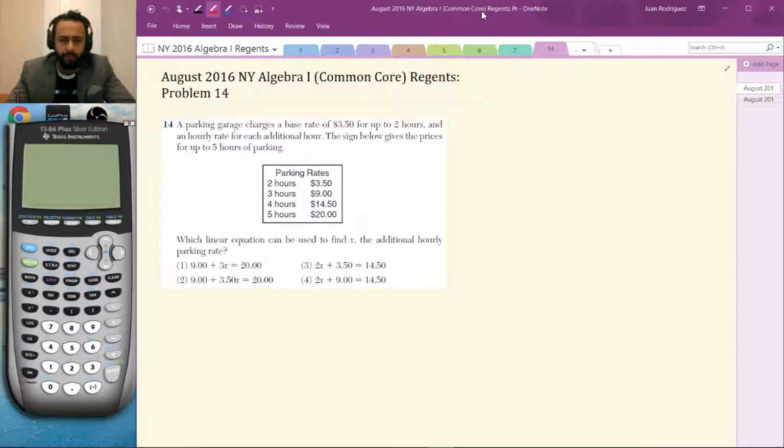Before we even get started on how to solve this problem, I think it's important to recognize that a lot of times people get this wrong because they don't even bother looking at what the x represents. I'm not even kidding. That's the main reason that this problem ends up being wrong.